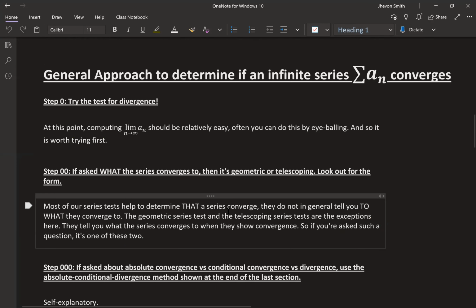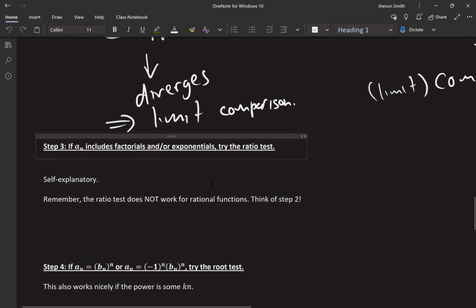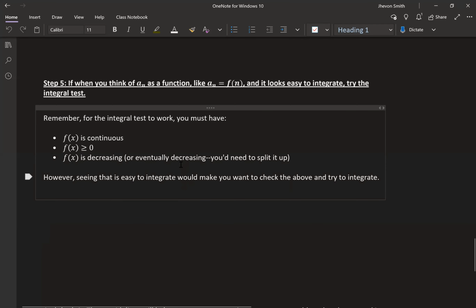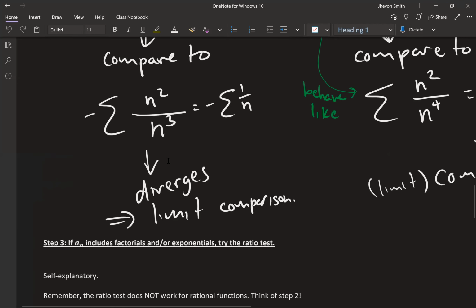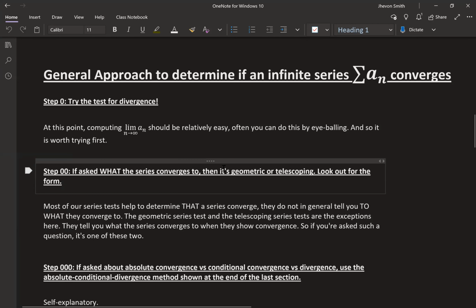Based on what you can see, does it look like a special form? Is it rational or close to rational? Are there a lot of factorials or exponentials? Is there an nth power? Or is the thing easy to integrate? These are things you're going to be looking for to actually approach the series. And of course, it all starts out with the test for divergence. Always eyeball it to see, does the limit not go to 0? Because if it doesn't, I know it diverges and I don't have to do anything else.